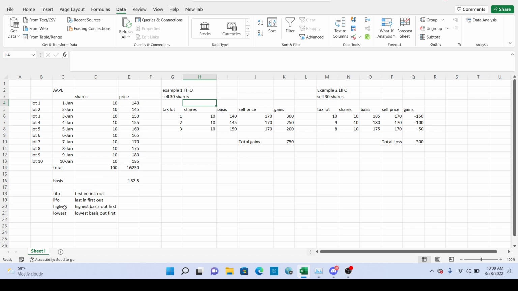Now, let's say we're going to do highest basis out first or lowest basis out first. Based on my example here, if we do lowest basis out first, the ones that we bought first are going to go out first. If we do highest basis out first, well, the ones that we bought last are going to go out first. So it's going to work the same way as LIFO and FIFO based off this example.